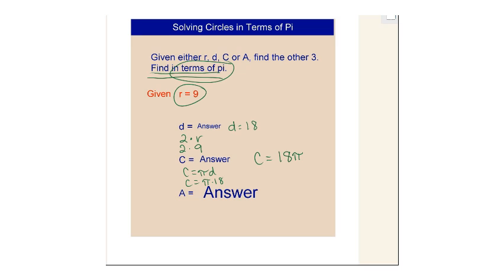So for area, we know that area is pi r squared, and all you need to know is your radius to figure this out, and we know that radius is 9. So the area is pi times 9 squared, which is going to be pi times 81. We can leave our answer in terms of pi, so we can leave the pi there and just write our area as A equals 81 pi.